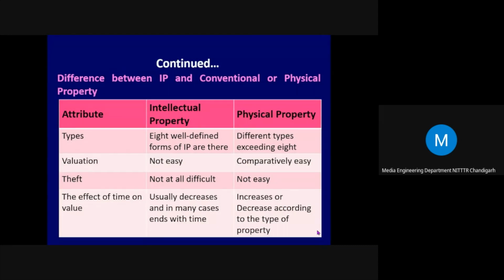First types. In case of intellectual property, as per the Indian system, there are 7 direct and 1 indirect, 8 well-defined forms of IP. But in case of physical property, it can be exceeding 8.